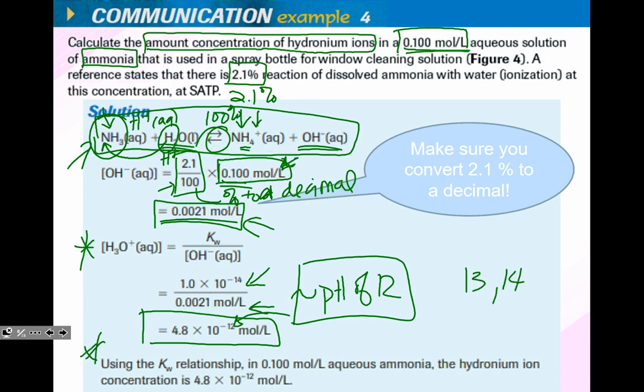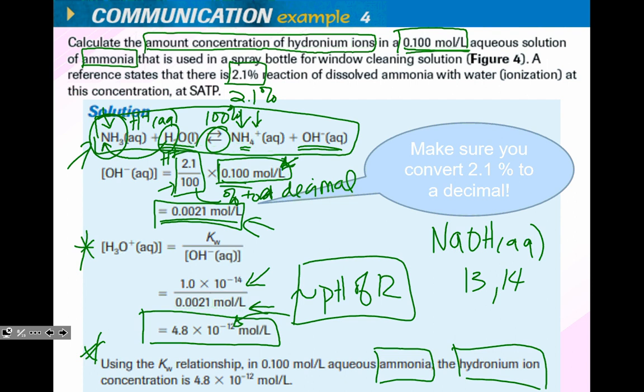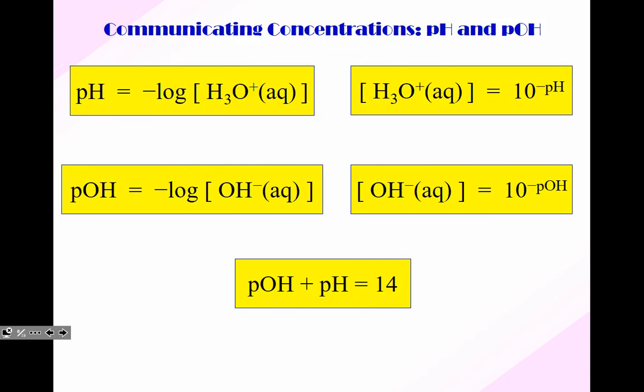Using the Kw relationship in 0.100 moles per liter aqueous ammonia, the hydronium ion concentration is 4.8 times 10 to the negative 12. Keep in mind, though, that a strong base compared to ammonia would be something like sodium hydroxide. Remember from Chem 20, all strong bases have the actual hydroxide ion in the chemical formula. Okay, we're almost done, kiddos. This reminds me of Chem 20, so this is like a flashback.